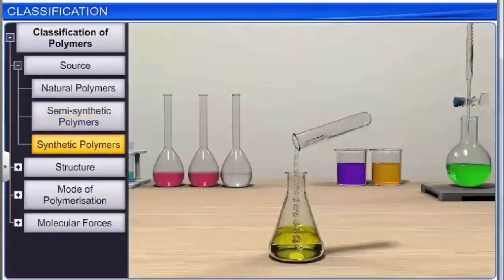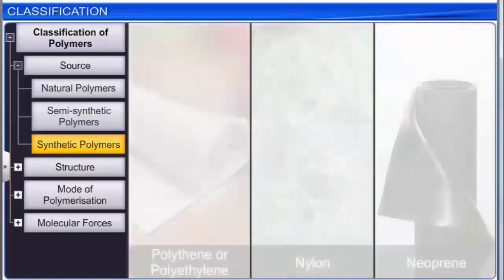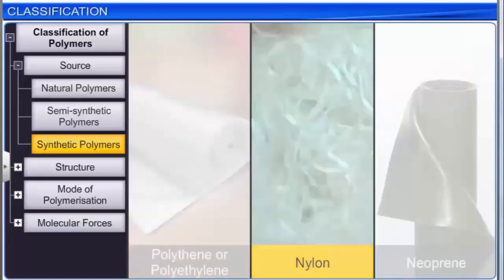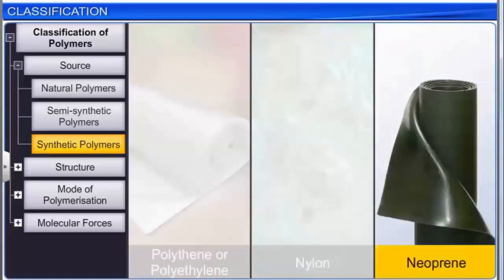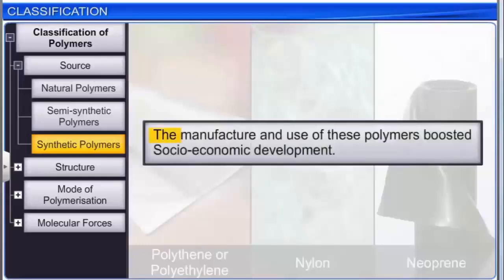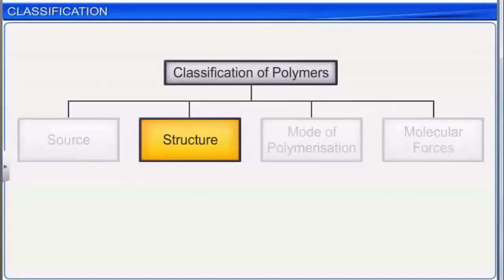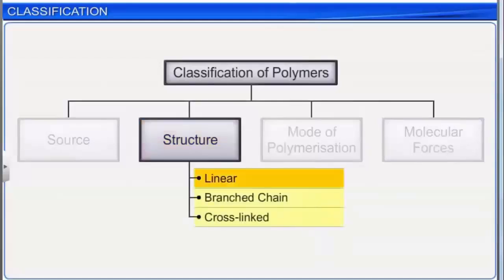Synthetic polymers are prepared in the laboratory. Examples are plastics, such as polythene or polyethylene, fibers such as nylon, and synthetic rubbers such as neoprene. The manufacture and use of these polymers boosted socio-economic development. On the basis of their structure, polymers are classified into three types: linear, branched chain, and cross-linked polymers. Let us study each of them in brief.